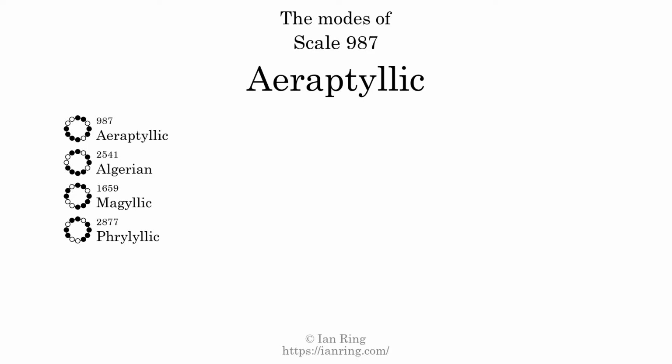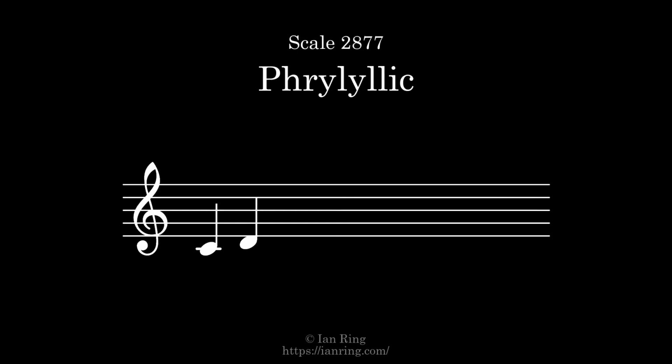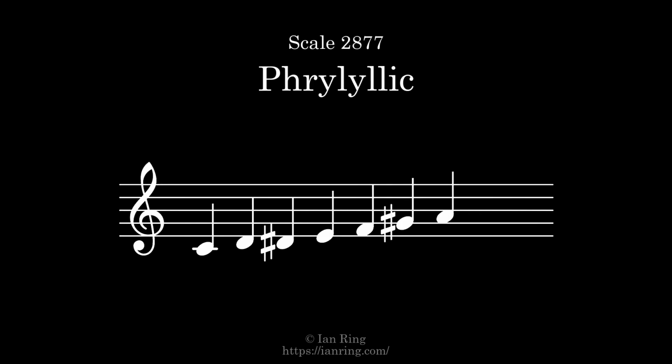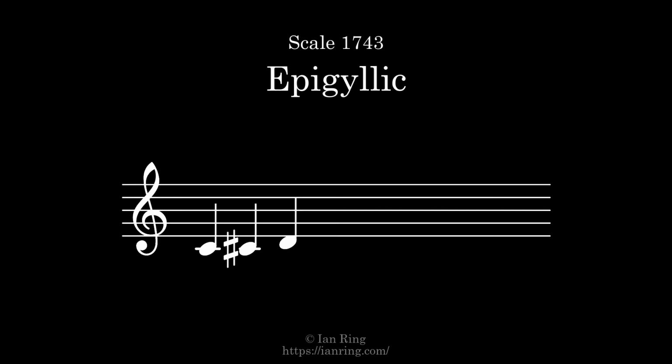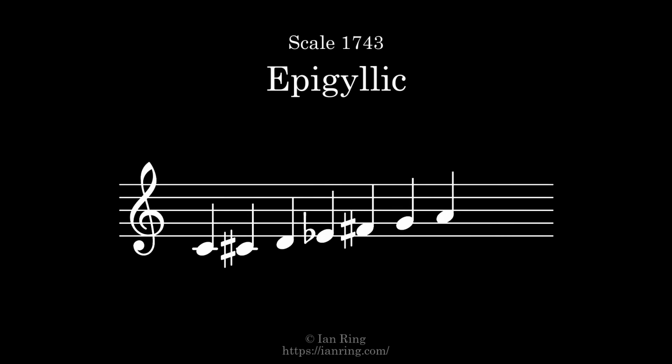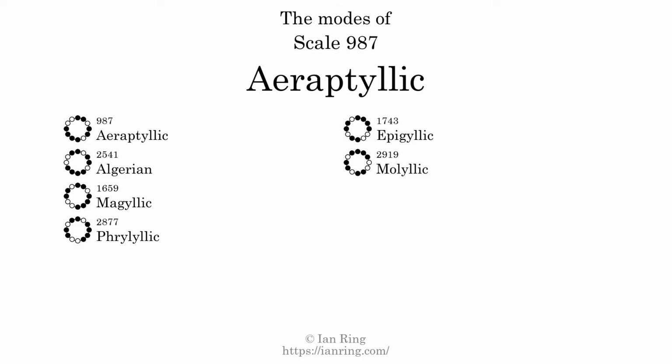The fourth mode is scale 2877, also known as Aeraptyllic. It sounds like this. The fifth mode is scale 1743, also known as Aeraptyllic. It sounds like this. The sixth mode is scale 2919, also known as Melillic. It sounds like this.